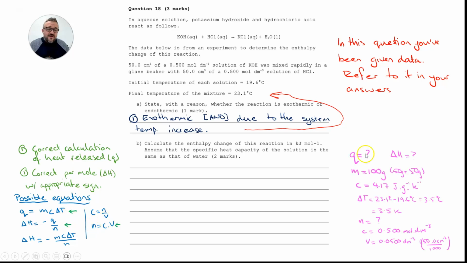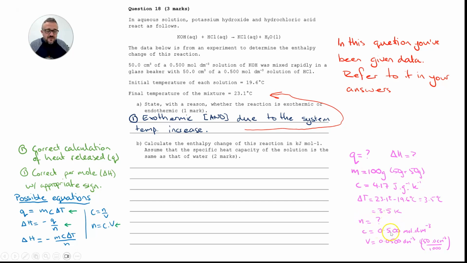Here are our variables. I always get everyone to write down their variables. I think it just makes your life so much easier. You have room. Here I write bigger because I'm writing on the screen, but you have room to do this. So Q equals, we don't know. Delta H equals, we don't know. Moles, we don't know. But when we write Q, we know we've got mass. We've got C, this is the value we look up, the specific heat capacity of water. Delta T, we can calculate that real quick. That's 23.1 minus 19.6. So how much has it gone up by? 3.5 degrees Celsius, which is 3.5 Kelvin.